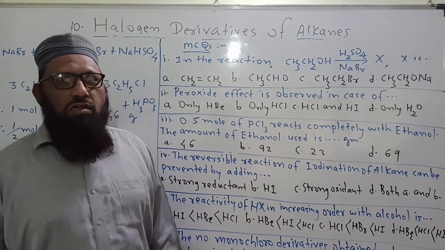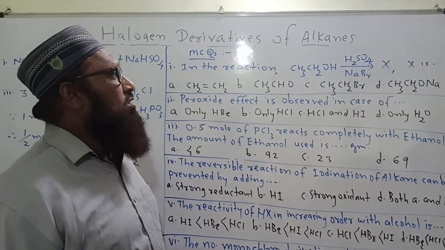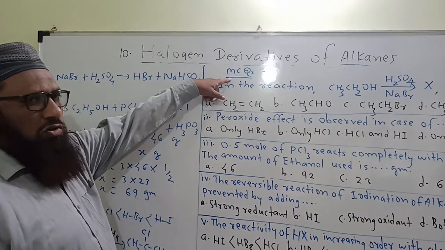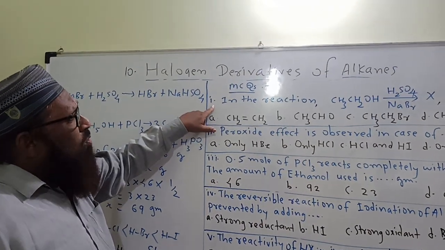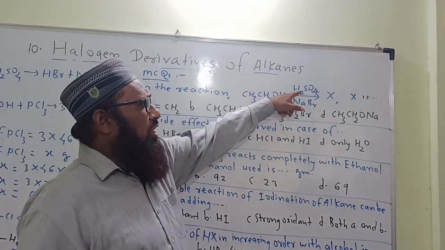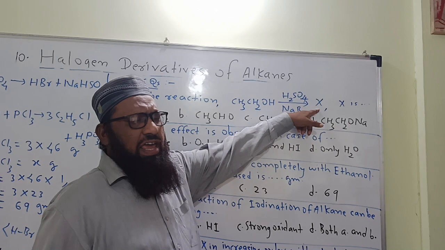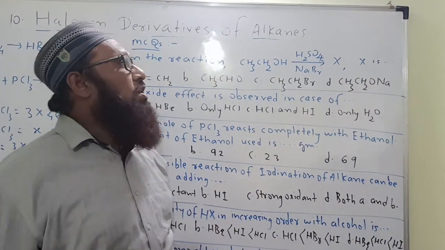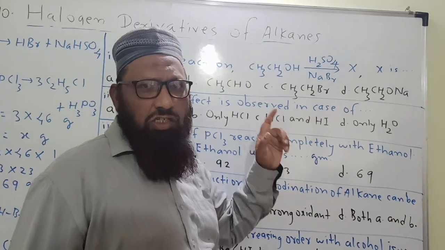Hi students, now we have to solve some multiple choice questions, MCQs. Number 1: in the reaction CH3CH2OH with H2SO4 and NaBr, X is given. We have to identify what X, the product, is in this reaction.